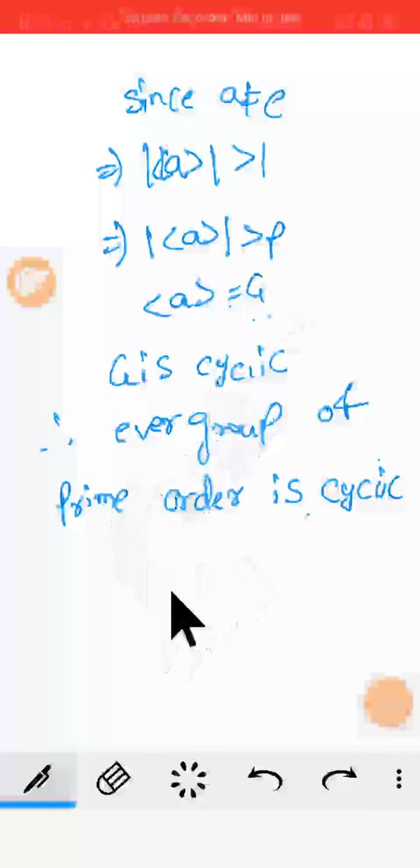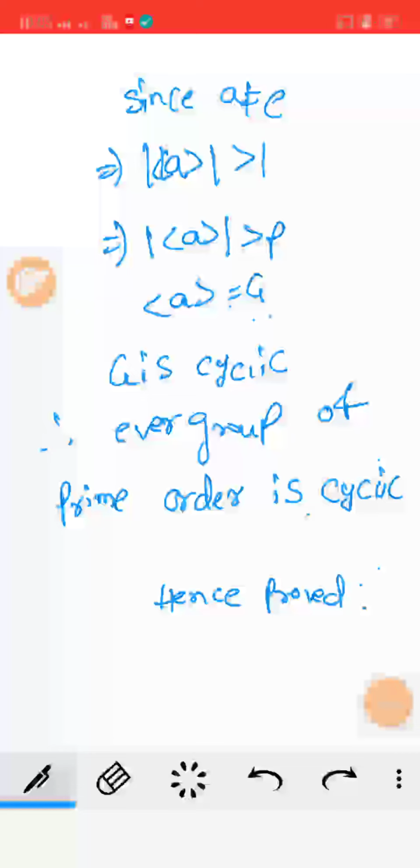Hence, proved. Today we are discussing cosets. We have two cosets, left coset and right coset, and the properties of cosets, Lagrange's theorem, and another theorem: every group of prime order is cyclic.